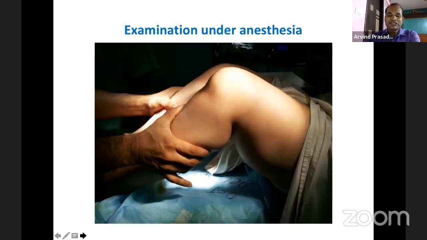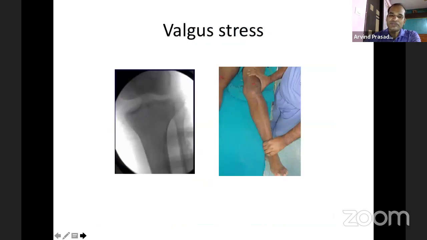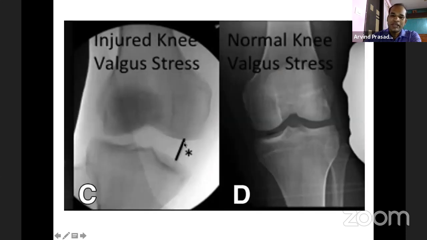So next is the examination. We should do it in OPD also. At the same time, it should be done under anesthesia to confirm the diagnosis. And under anesthesia in OT, we should also take the help of stress views, like valgus stress. This should be done at 0 degree and at the same time at 30 degree. 30 degree is for the superficial and deep MCL, and 0 degree is for the posterior oblique ligament. It should be compared with the normal side of the knee also, looking for any abnormal opening of the knee joint in comparison to the normal side.